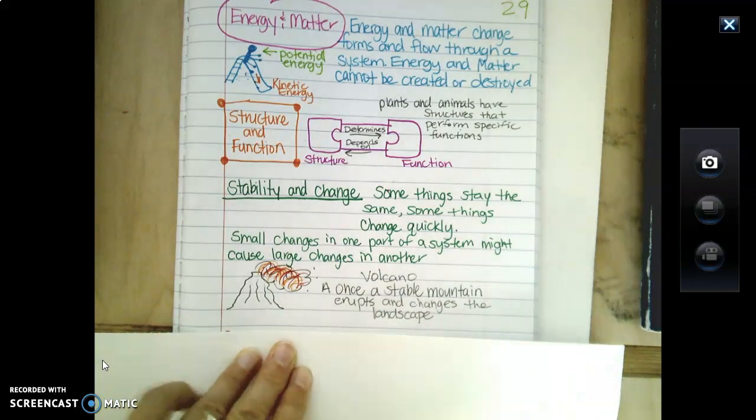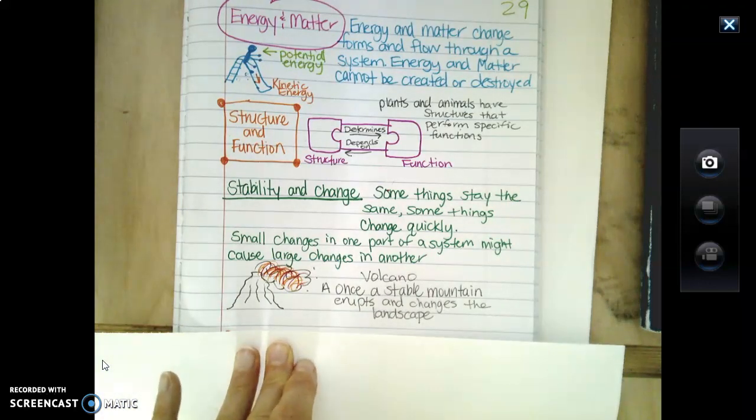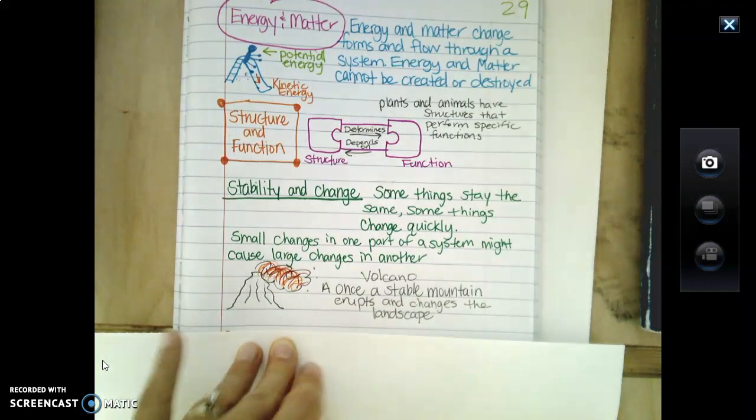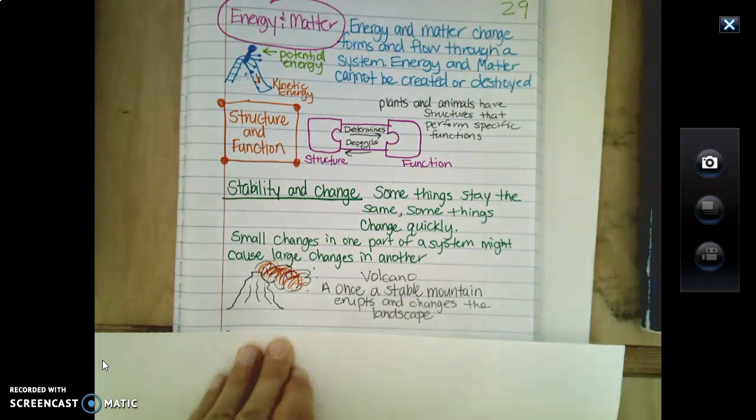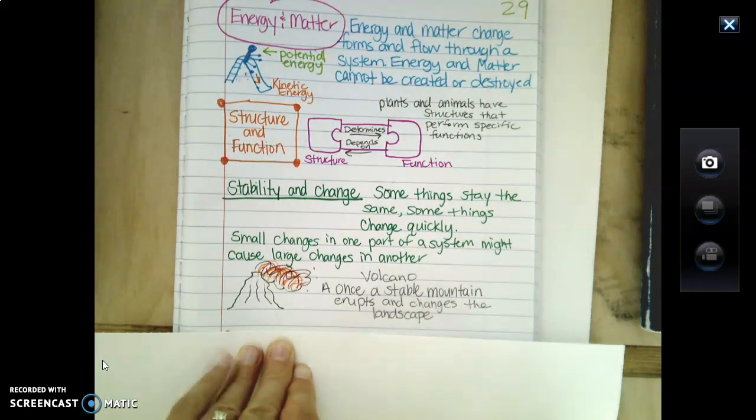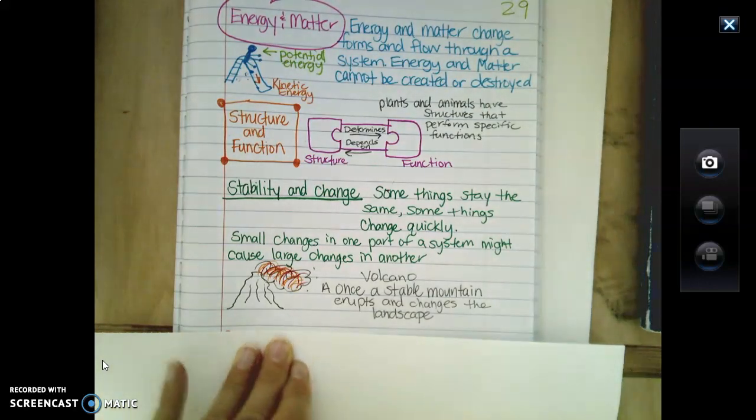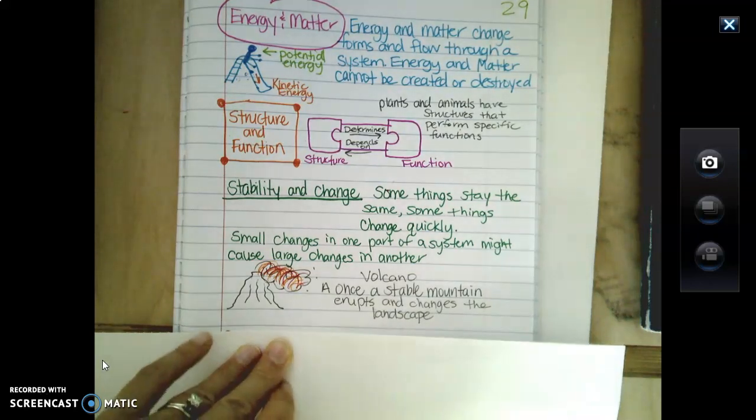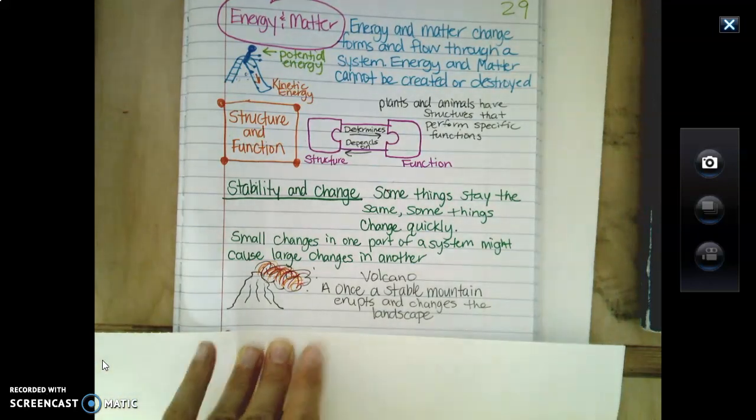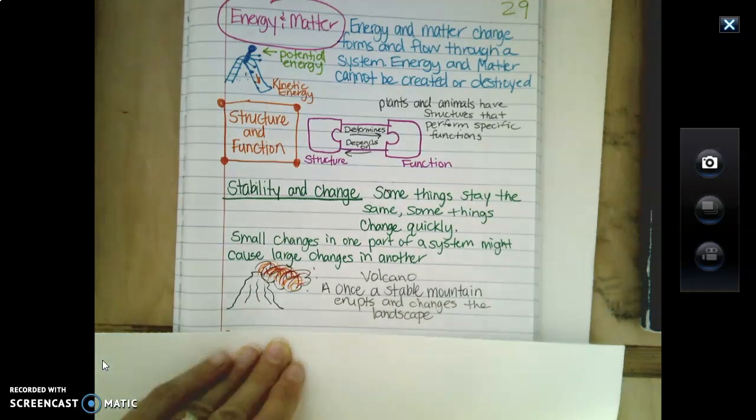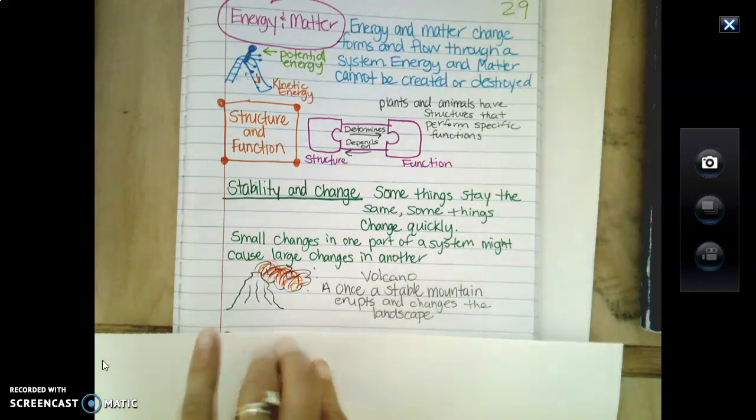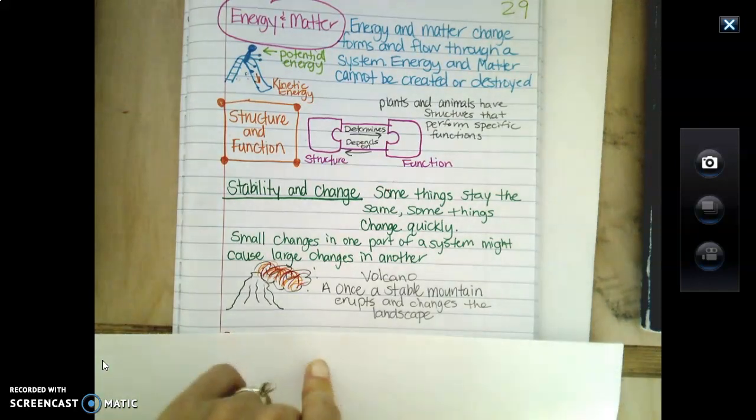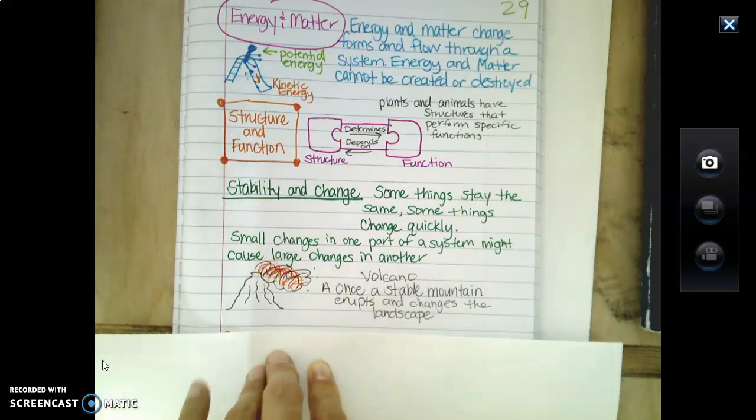Okay? A mountain was once very stable. Over time, there are small changes that happen under the earth, okay, in the earth's crust. Pressure and force eventually give way, and it causes a volcano to form. Now, depending on how active that volcano is, could depend on how often it erupts, how dangerous it is, and how it would change the landscape. So stability and change is very important when we look at this in science.